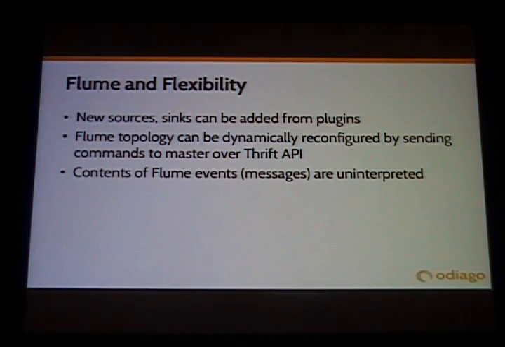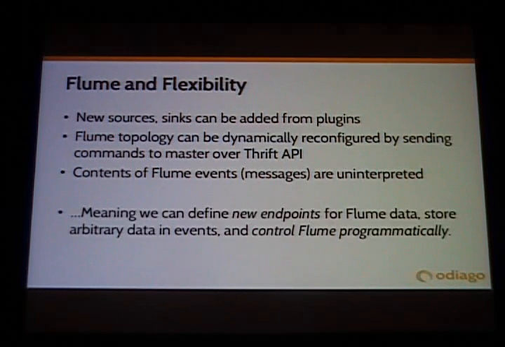And unlike systems like, say, Scribe, you can reconfigure the transport topology on the fly. Within seconds, you can get a server sending to a different sink. And finally, the contents of Flume events are uninterpreted, meaning whatever bytes we want to push into the body of an event, we're free to do so. So we can define a new endpoint for Flume data, we can store arbitrary data in the event itself, and using the Thrift API, we can reconfigure Flume automatically and programmatically.